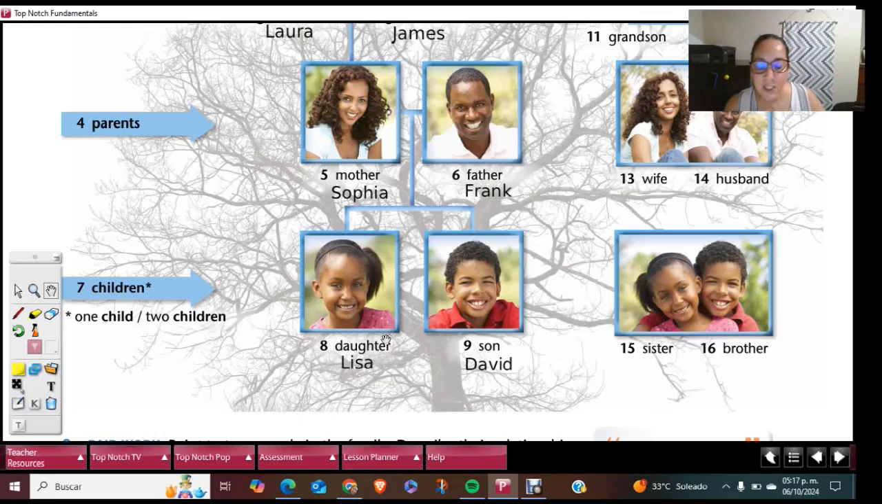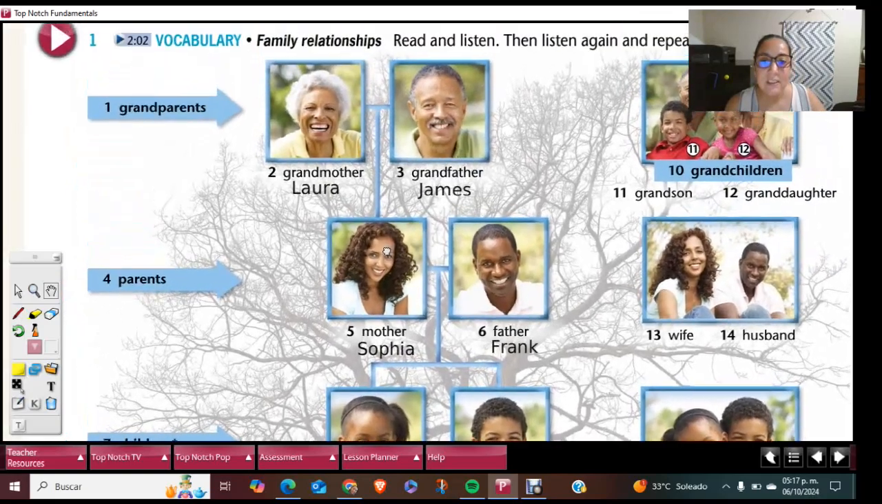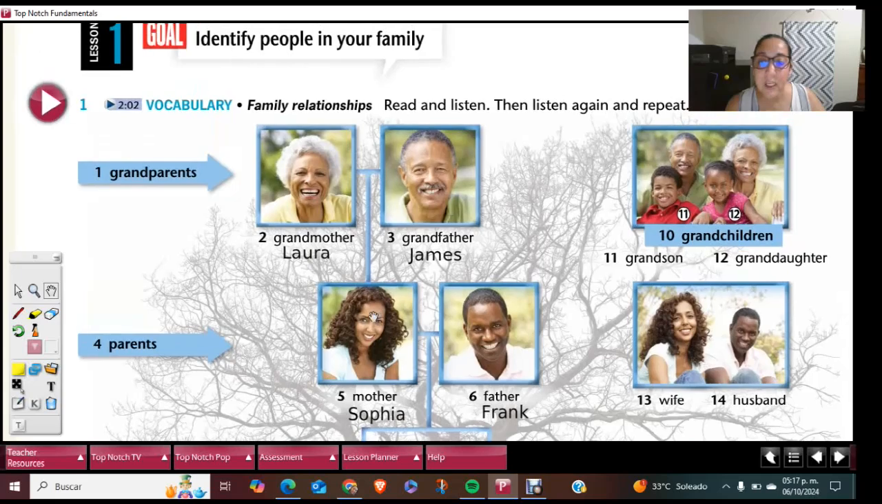Lisa is the daughter, and David is the son. They are their children. They are Sophia and Frank's children. Sophia and Frank are the parents. Sophia is the mother, Frank is the father. Laura and James are the grandparents. Laura is the grandmother, and James is the grandfather.